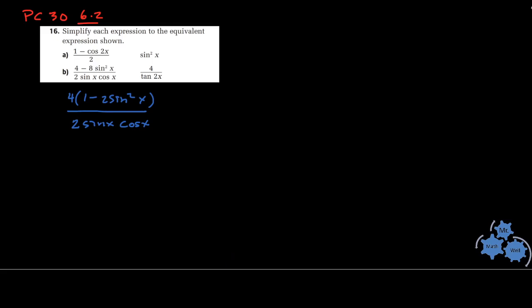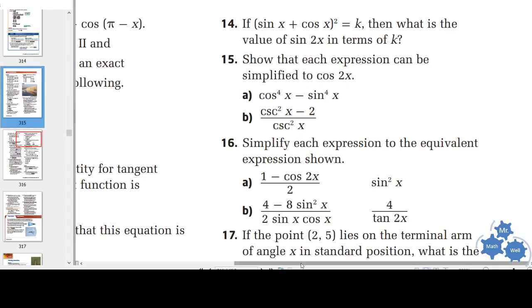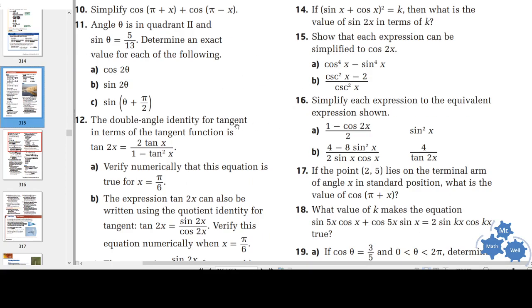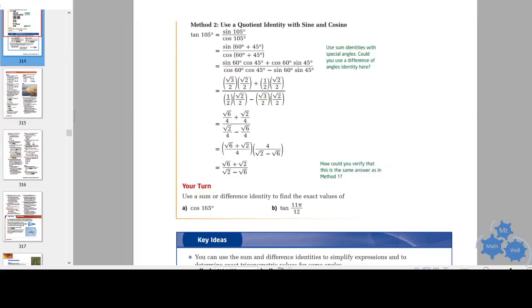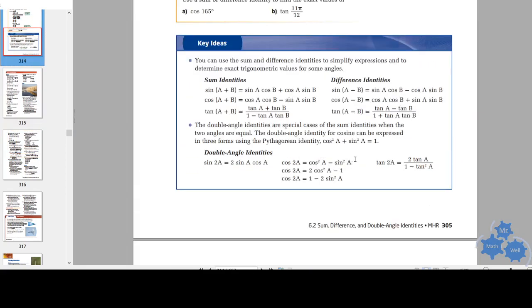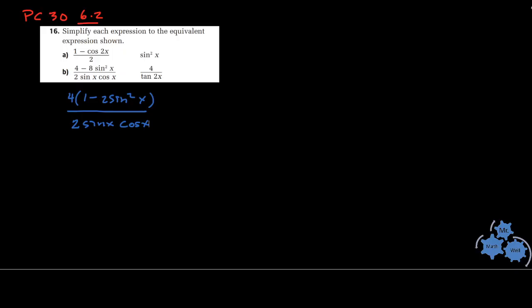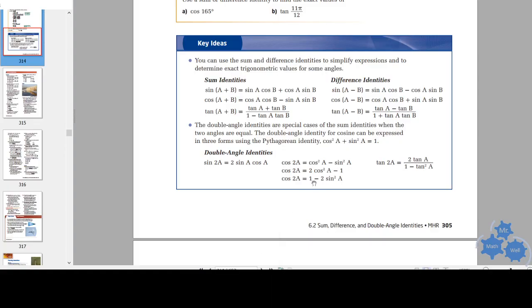So I'm going to just jump back to the textbook here. And if we look at this page right here, we're going to try and find if we see anything that looks familiar. Well, 1 minus 2 sine squared. Do we have something like that? We do. 1 minus 2 sine squared. See that? So what you're going to do is substitute. That's going to be cos 2a.